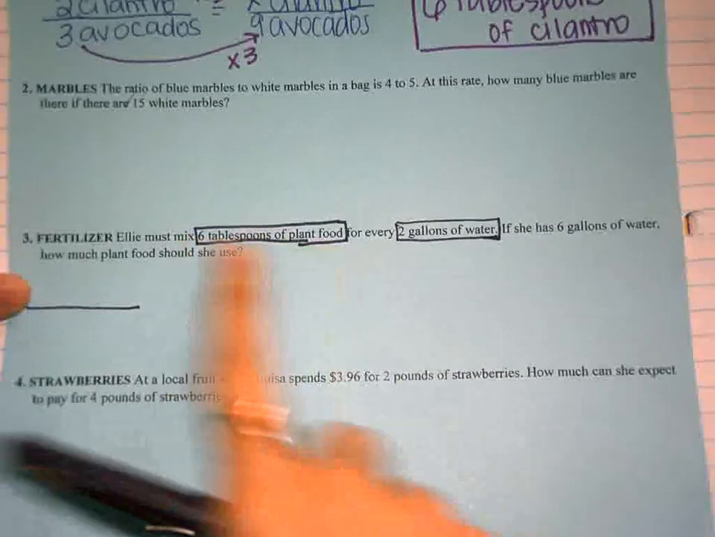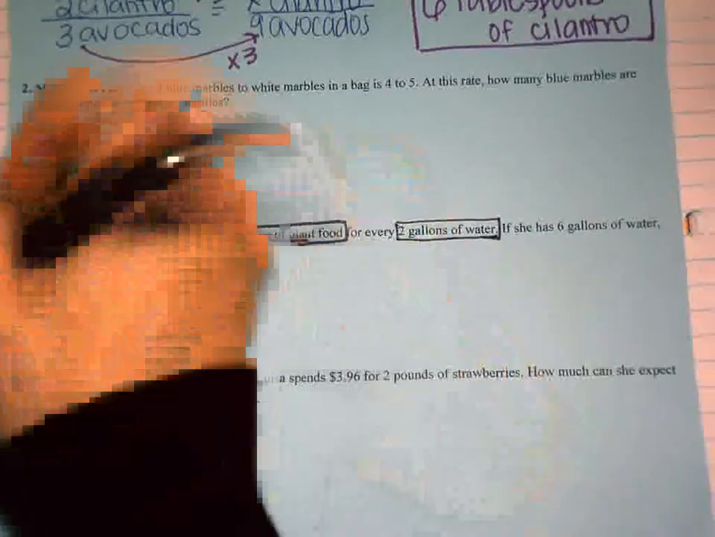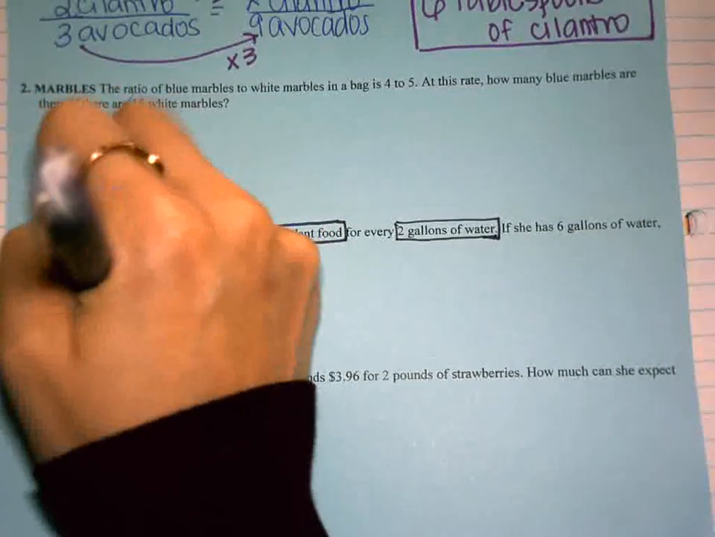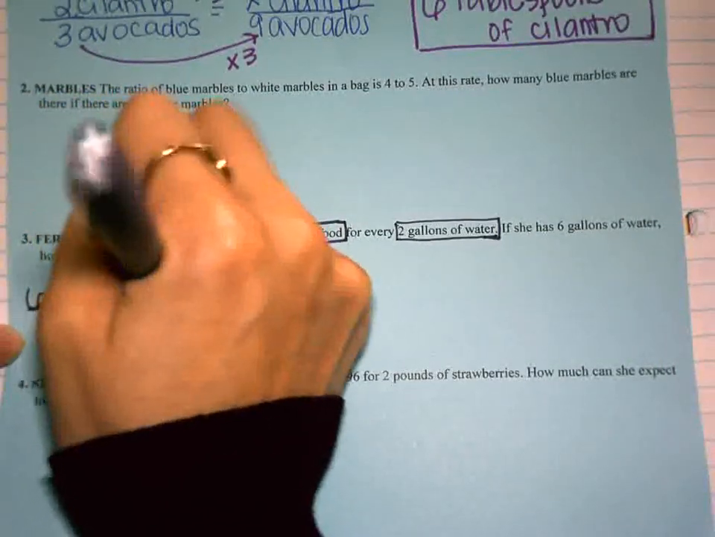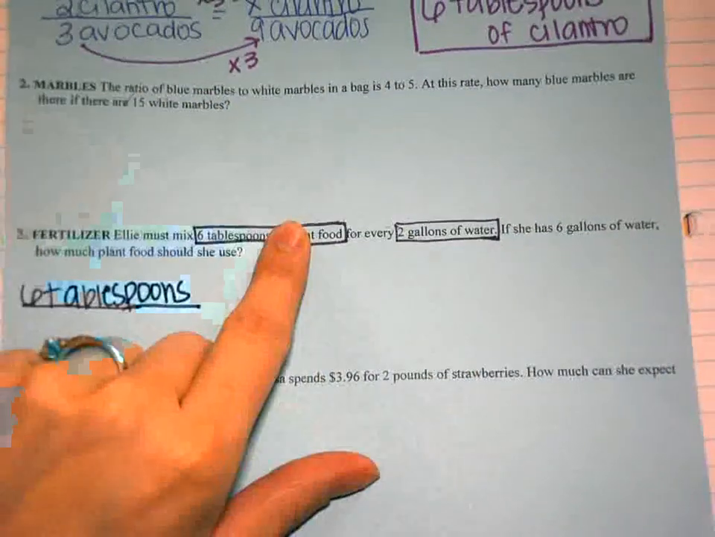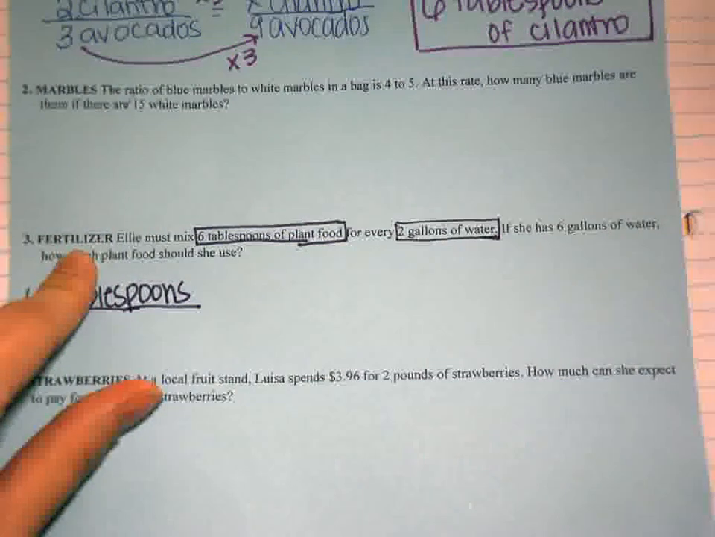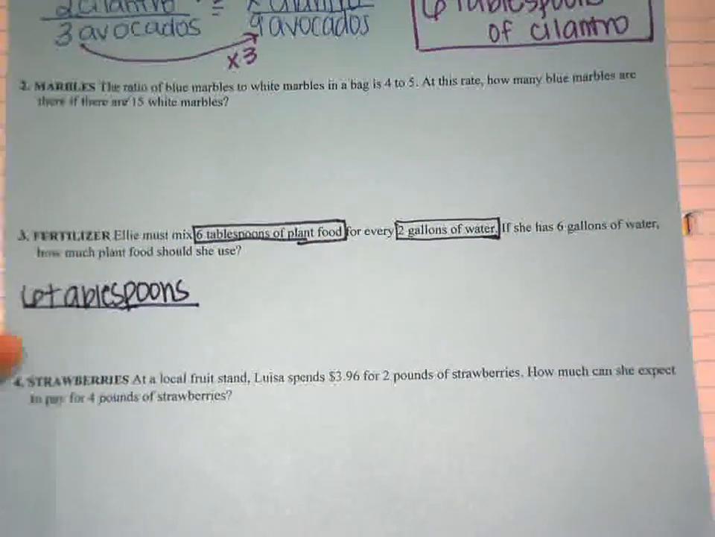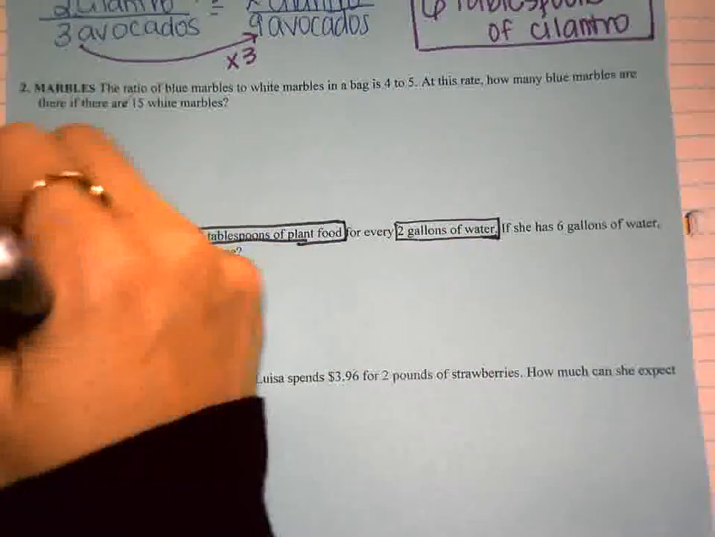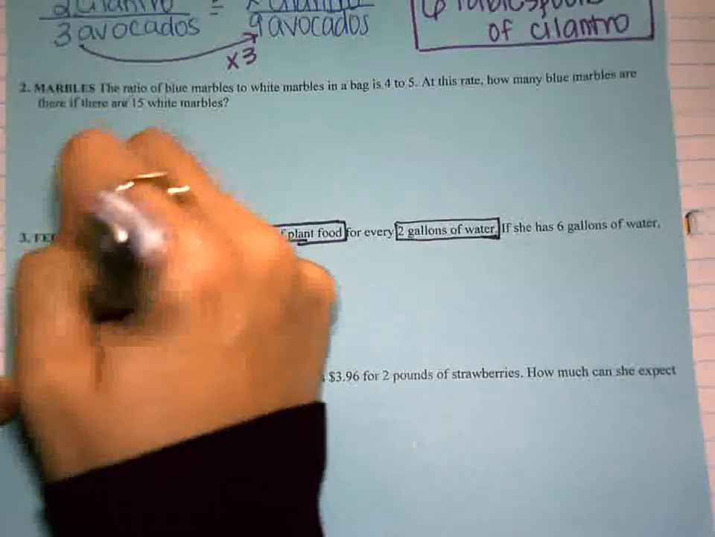What number should be on top, everyone? 6 tablespoons of plant food. Good. Because 6 tablespoons comes first, 6 tablespoons goes on top. What should go on bottom, everyone? 2 gallons of water. 2 gallons.